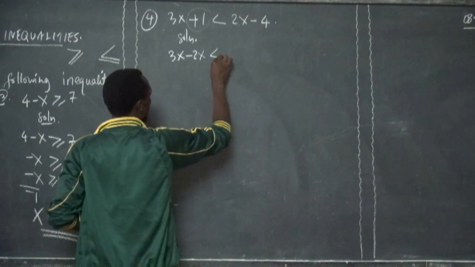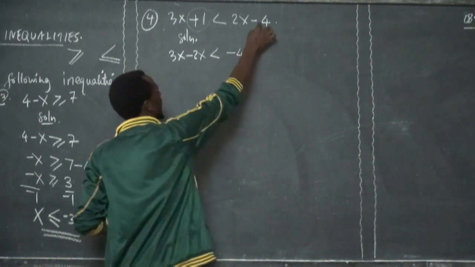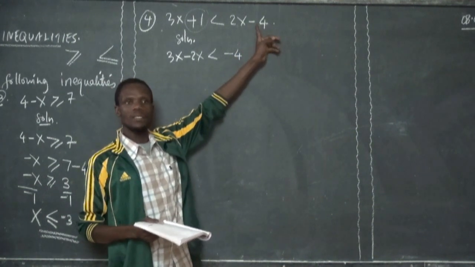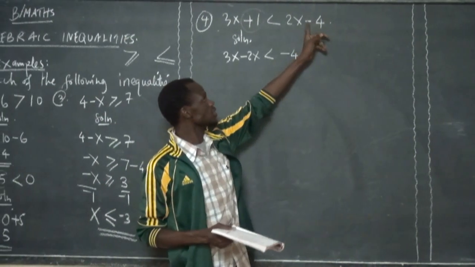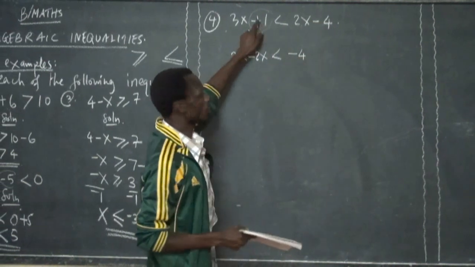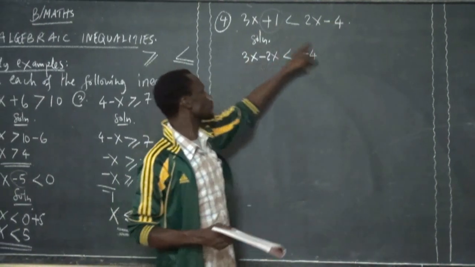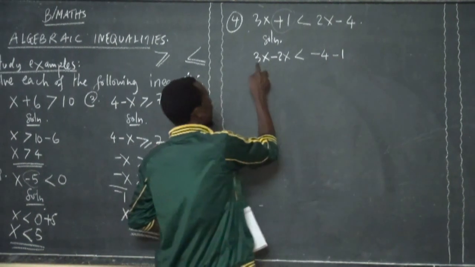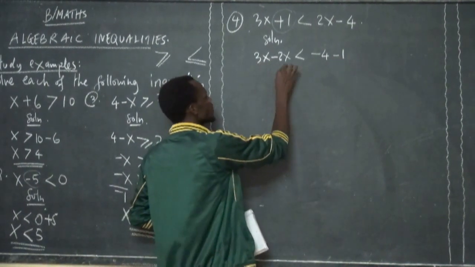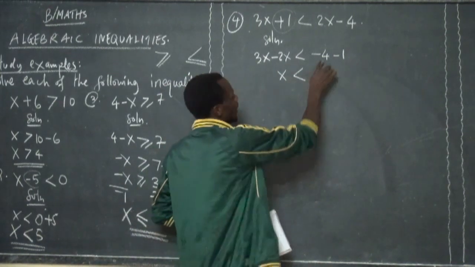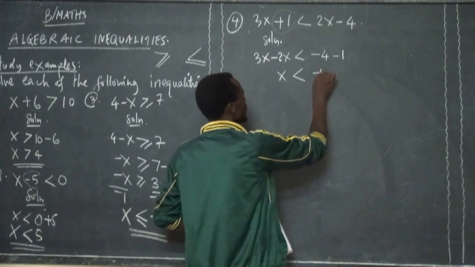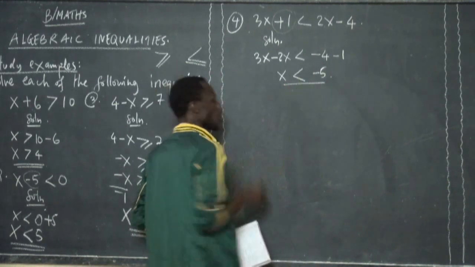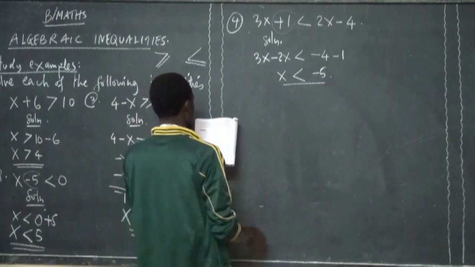Then x is less than negative 4. Remember, this is negative 4. We have not taken this negative 4 away. It is still there. Now, if this is negative 4, this also was positive. If I take it to the other side, it becomes negative 1. Now we have 3x minus 2x, which is equal to x, less than negative 4 minus 1, which is negative 5. This is the answer. Now x is less than negative 5. Now let us see the other example.